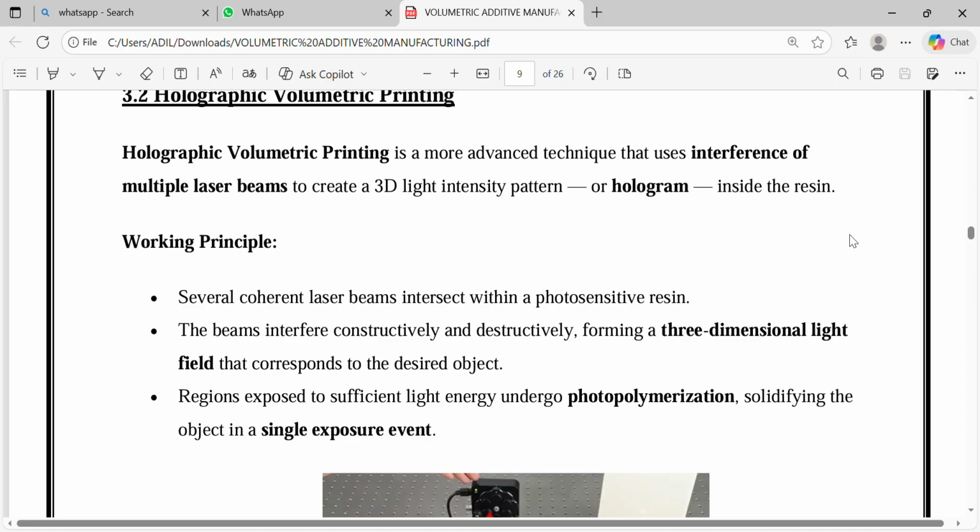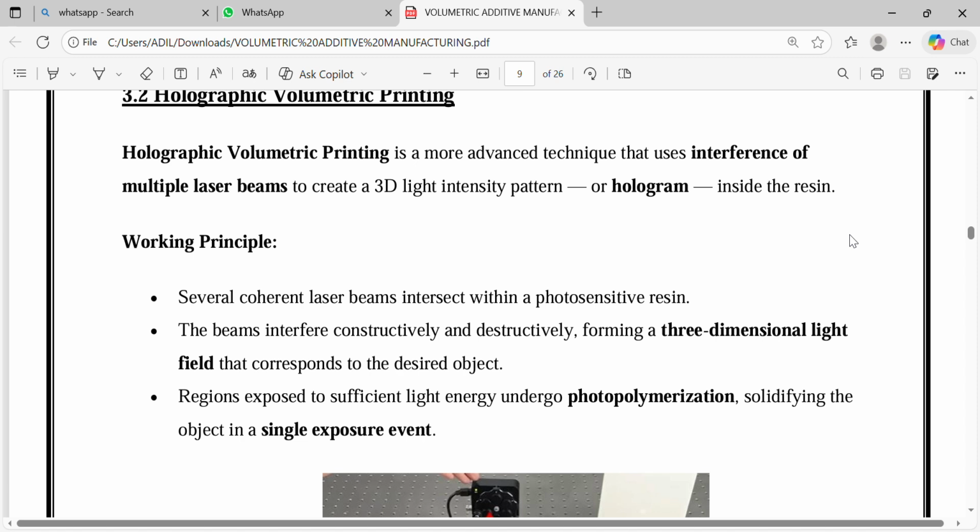A hologram records the interference pattern of light and reconstructs a 3D image or pattern. It enables the volumetric exposure. It allows for complex geometries and structures. The working principle includes several coherent laser beams that intersect within a photosensitive resin. These beams interfere constructively and destructively, forming a three-dimensional light field that corresponds to the desired object.